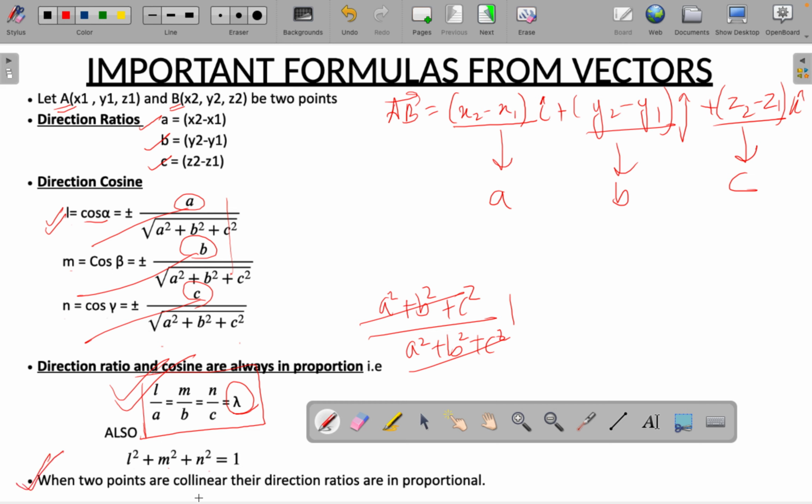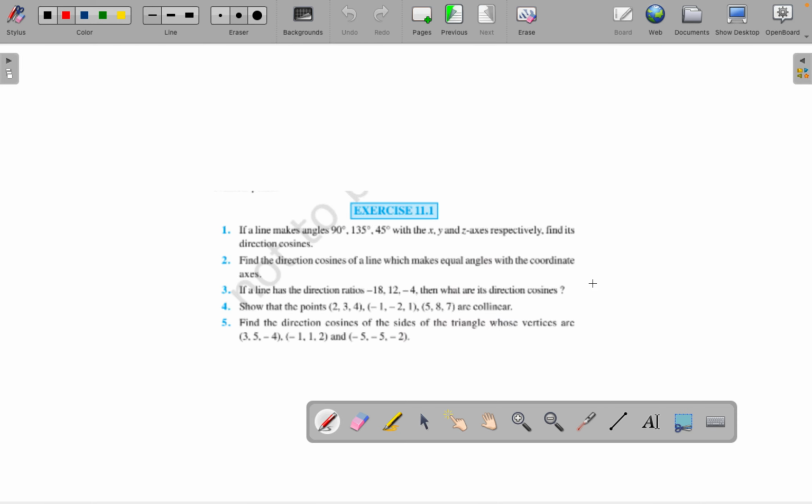When 2 lines are collinear, their direction ratios are always proportional, since they are parallel; collinear means parallel to the same line. Okay, so this is the basic knowledge which you should have while starting 3D geometry. Let's move on to the first exercise. The exercise is very simple.